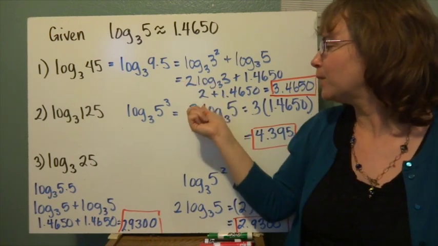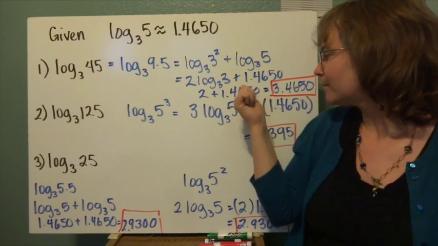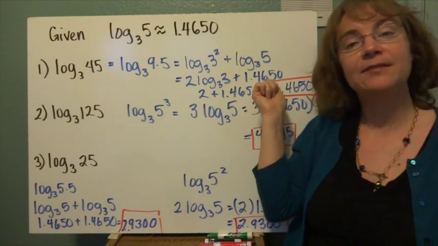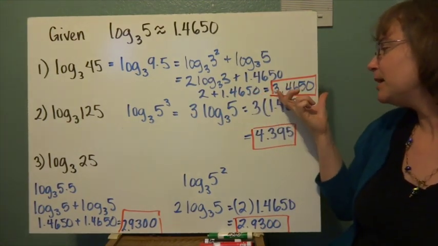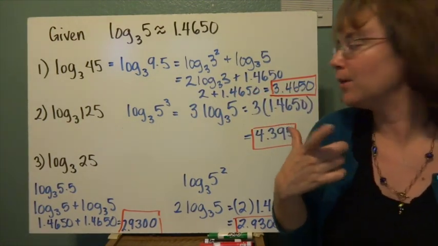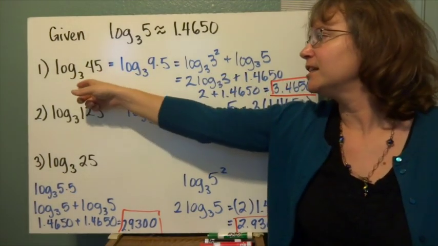So I have 2 times 1, which is just 2, plus 1.4650. And I should probably have some wavy lines here. I just add those numbers together and I have 3.4650. So that's my approximate answer to this problem.